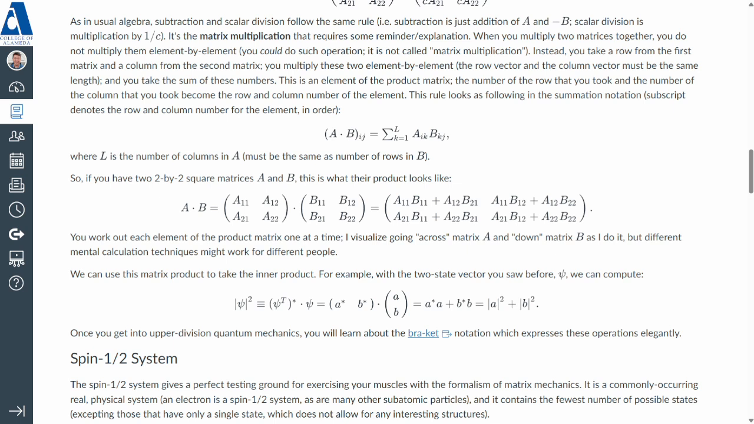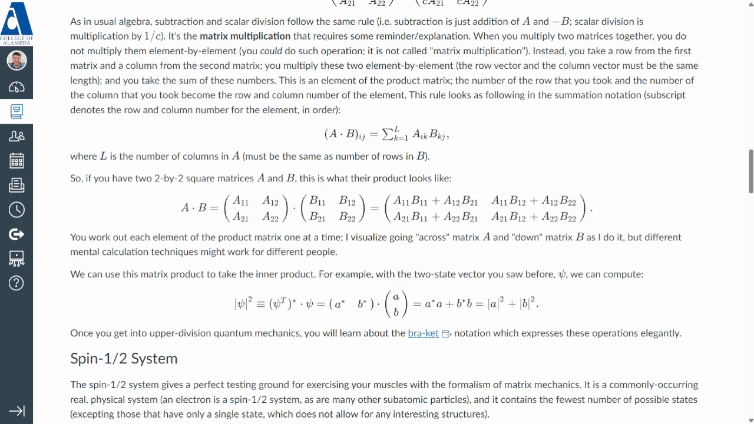So this looks like a product of a row vector, A complex conjugate and B complex conjugate as the two elements, being multiplied to the column vector of A and B. The matrix product results in A complex conjugate times A plus B complex conjugate times B, just one element. And this is equal to A modulo squared plus B modulo squared.